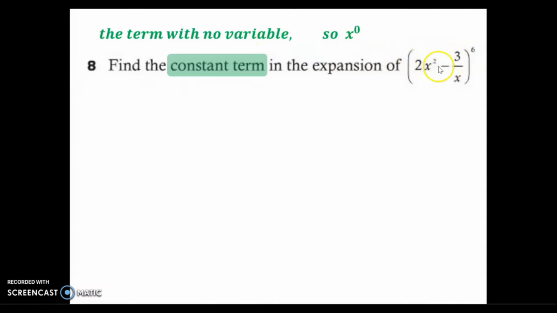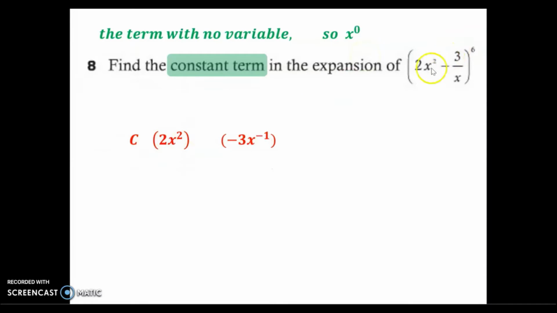So when this expands, it becomes a string of many terms, and in this case, this is a 6th power. So when this expands, it will be 7 terms, but only one of those terms will have no variable in it. So we're looking for the term that has x to the 0 power, which means 1. There's no x. So let's set up again.